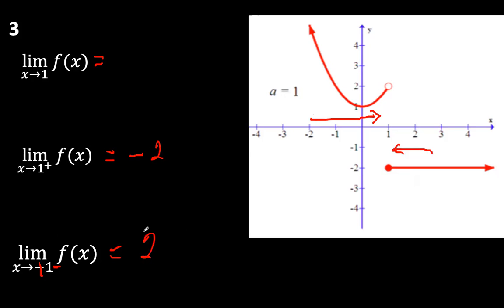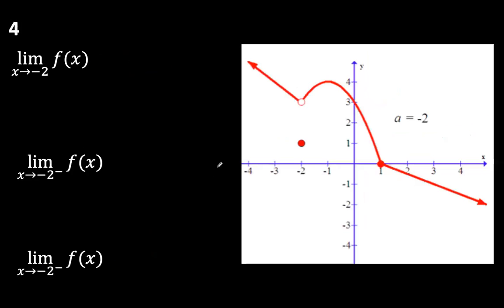Again, the limits are different values. Therefore, it does not exist. And in the graph, we can easily find the limits, right? Look, they are of different values. So therefore, the limit does not exist. Okay, in number 4, one is positive and one is negative.